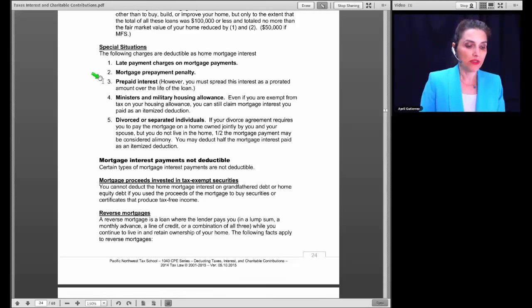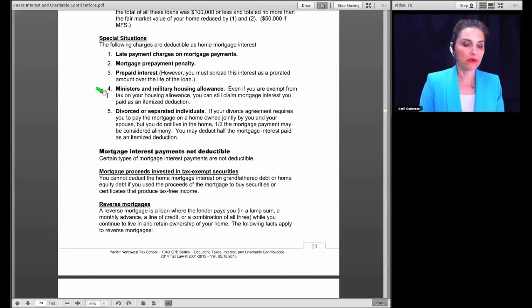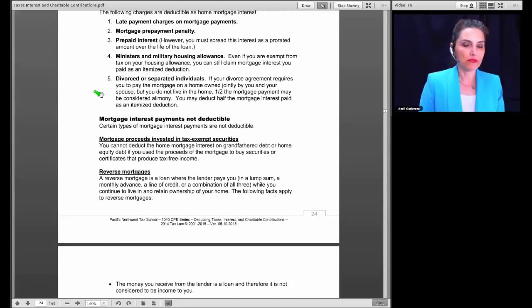Ministers and military housing allowance. Even if you are exempt from tax on your housing allowance, you can still claim mortgage interest you paid as an itemized deduction. And divorced or separated individuals: if your divorce decree requires that you pay the mortgage on a home jointly owned by you and your spouse, but you do not live in the home, 1/2 of the mortgage payment may be considered alimony. You may deduct half the mortgage interest paid as an itemized deduction.